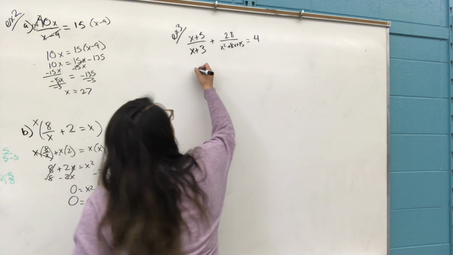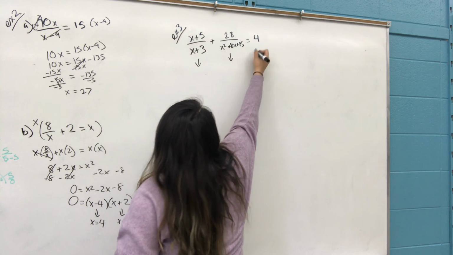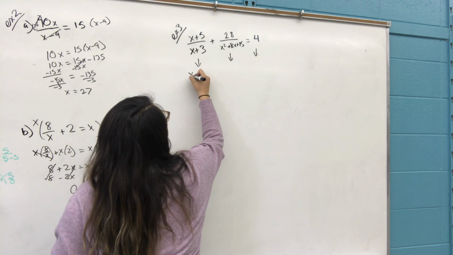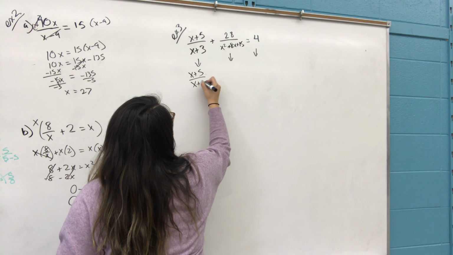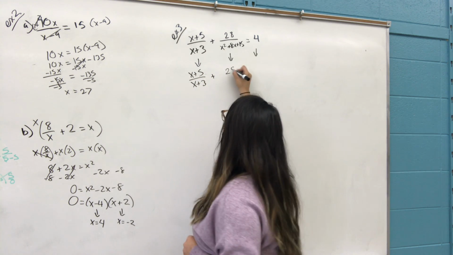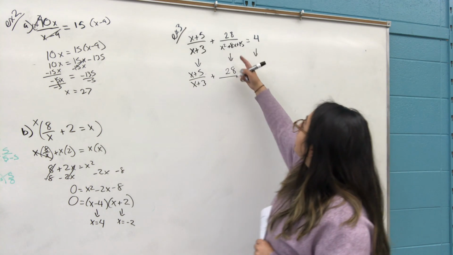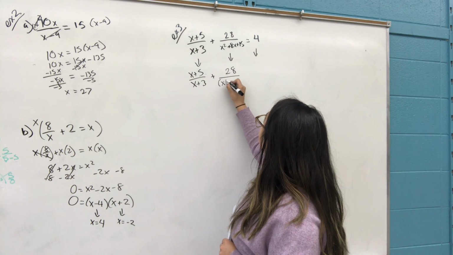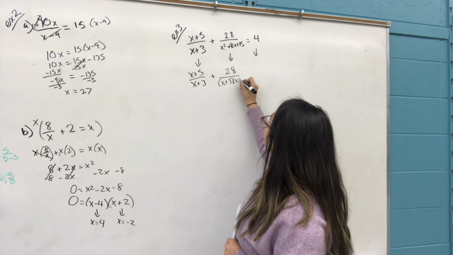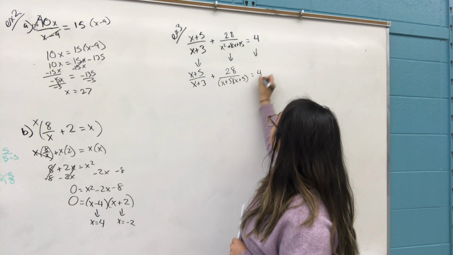I can go ahead and factor first before I do that. So I'm going to factor this. x plus 5 over x plus 3, that's already as simplified as I can get. 28, I can't simplify that anymore. But here I can simplify that. So factors of 15 that add to 8 are x plus 3 and x plus 5. And set this equal to 4.